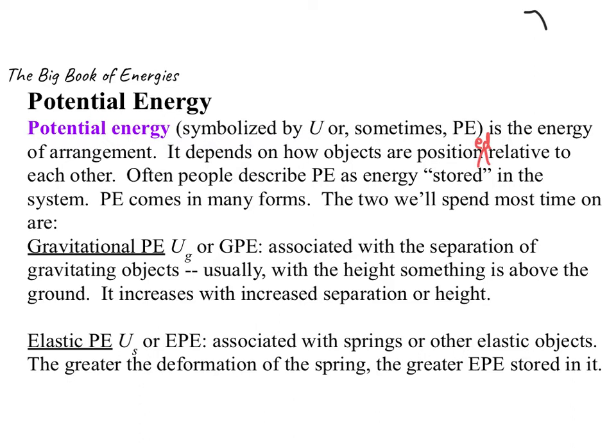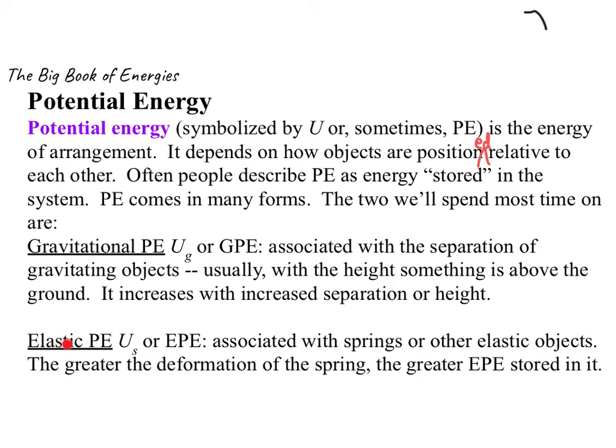The two that we'll spend the most time talking about are gravitational potential energy, U sub G or PE or GPE. This is associated with the separation of gravitating objects, usually the height of something above the ground. It increases with increased separation, or with height. So if I have two objects that are otherwise identical, but one is higher off the ground, then it will have more gravitational potential energy.